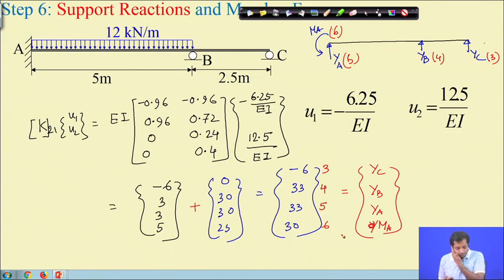Now, let us check whether the equilibrium conditions are satisfied or not. Reactions wise, total force here is 12 spanning over 5 meters. So, total downward force is 60 kilonewton, and the support reactions are YC plus YB plus YA, that is 33 plus 33, 66, minus 66, 60. So, equilibrium condition is satisfied. This is important to check.